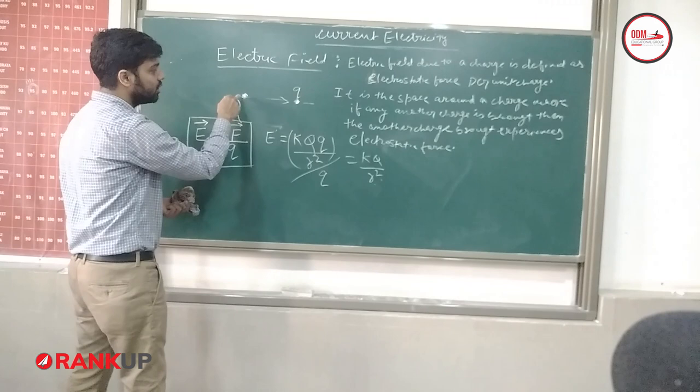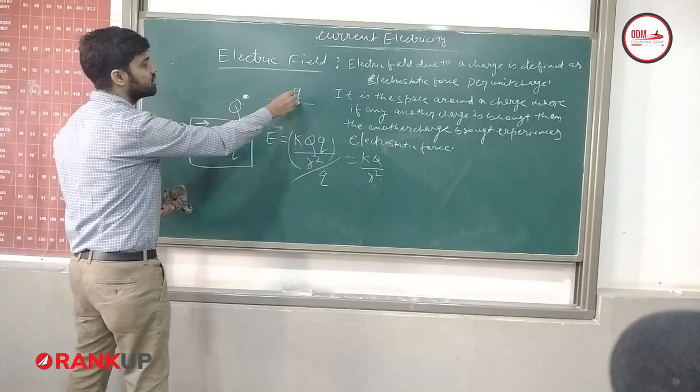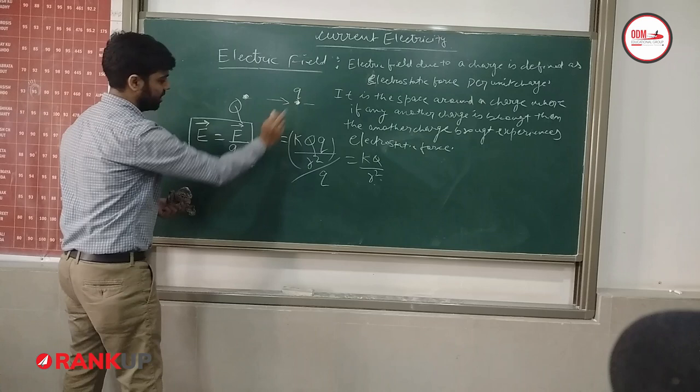Suppose we need to find the electric field due to this charge at this point. So at this point, we are bringing a charge, and how much charge? Suppose Q. Actually, it should be very small. We can take a unit test positive charge. But if you consider Q to be very small, then the force on this is KQQ by R square upon this charge. So per unit charge, KQ by R square. Okay.